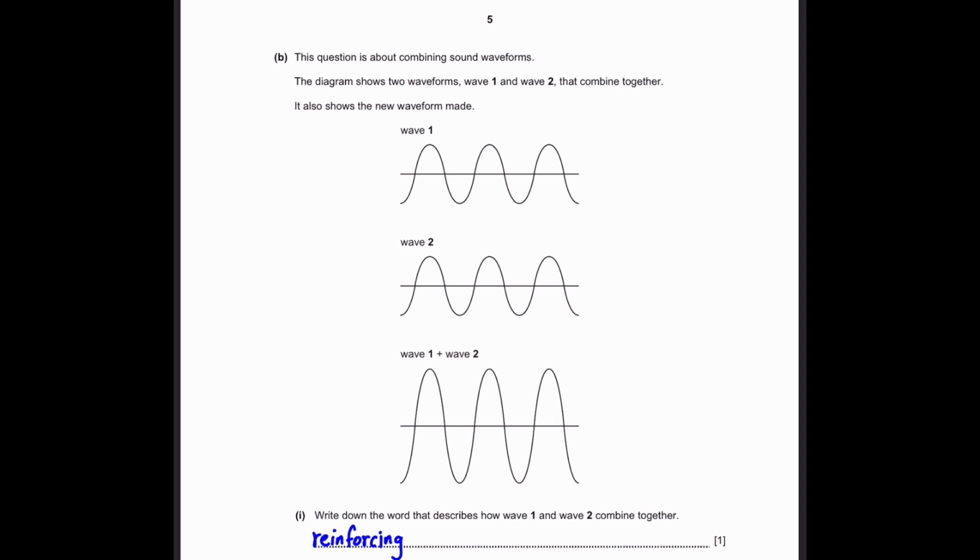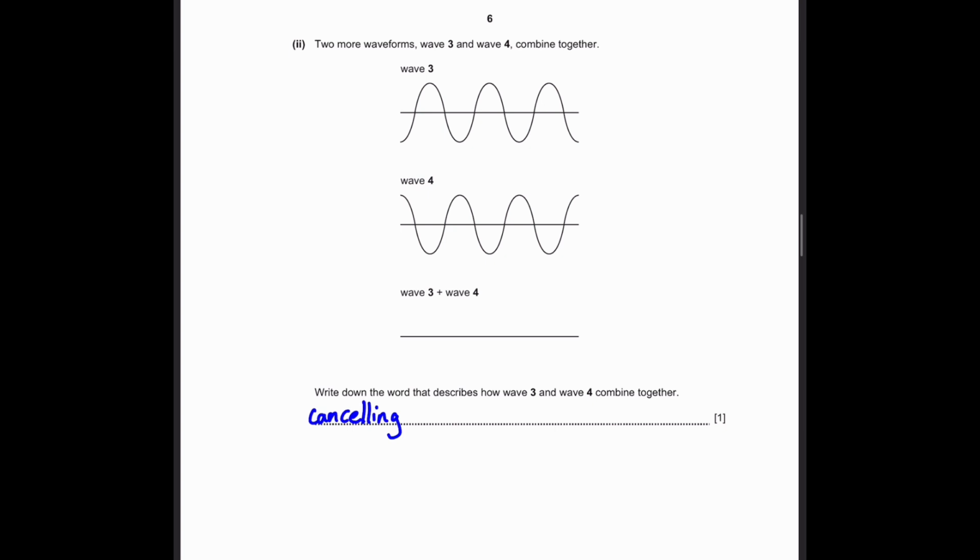If you see, wave 1 and wave 2 are actually identical waves. And if we add them up, we get a huge wave, which is twice the height or twice the amplitude of the first 2. Or in other words, it's the sum of the amplitudes of the first 2. The frequency does not change. The word that describes this is reinforcement or reinforcing.